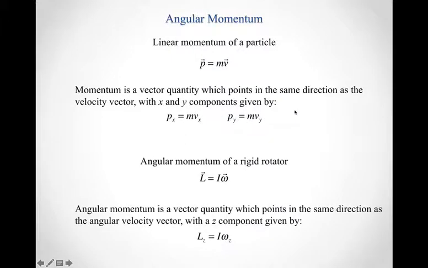So the angular momentum for a rigid rotating object, so these are our extended objects, not point masses, but our extended objects now. That angular momentum, we're going to use the letter capital L to represent the angular momentum, and that's equal to the moment of inertia times the angular velocity of our object as it rotates. Because the moment of inertia cares about the pivot point, angular momentum also cares about the pivot point.